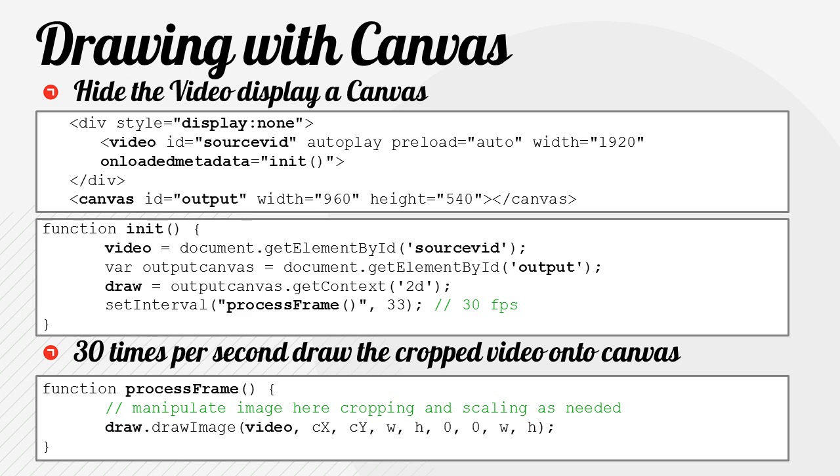I then have a canvas element which is the width and height of my clipped image. Down here, when I'm loading the metadata, so when I know the duration and resolution of the video, I initiate my controls. I get the source video and the canvas element. I get its 2D context, and then I call the process frame method every 33 milliseconds, or 30 times a second. Then down below, I process this frame by passing in the video and drawing to the canvas the current frame of the video, using the cropping and scaling that I require.